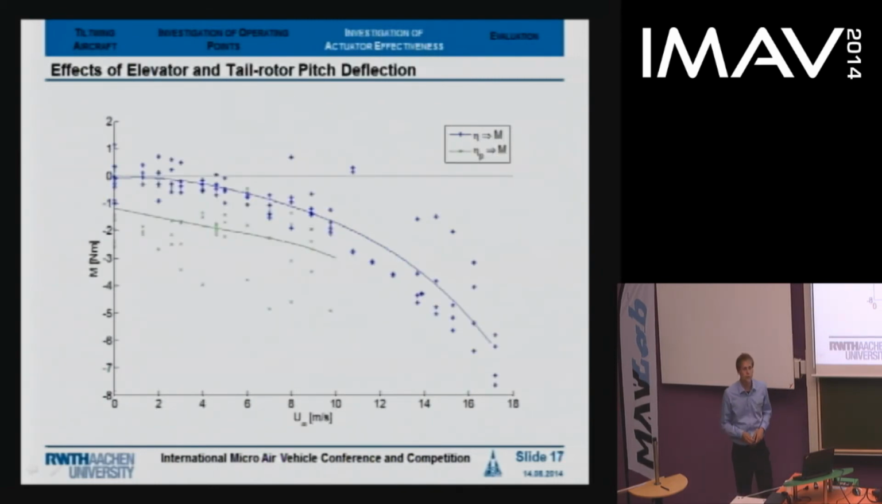The effects of the elevator and tail rotor pitch deflection in pitching moment are presented here, and as the tilt angle is not the main influence for these actuators, we put it again to the horizontal velocity of the MAV. So the effect of the elevator is pretty much quadratic to the horizontal velocity, and therefore the plot shows a pretty expected trend. But the effect of the tail rotor deflection is caused by many different influences, such as the inflow, the tilt angle, the slipstream, and so on. And in total, we can see that the influences cause an increase of the effect with an increasing horizontal velocity.